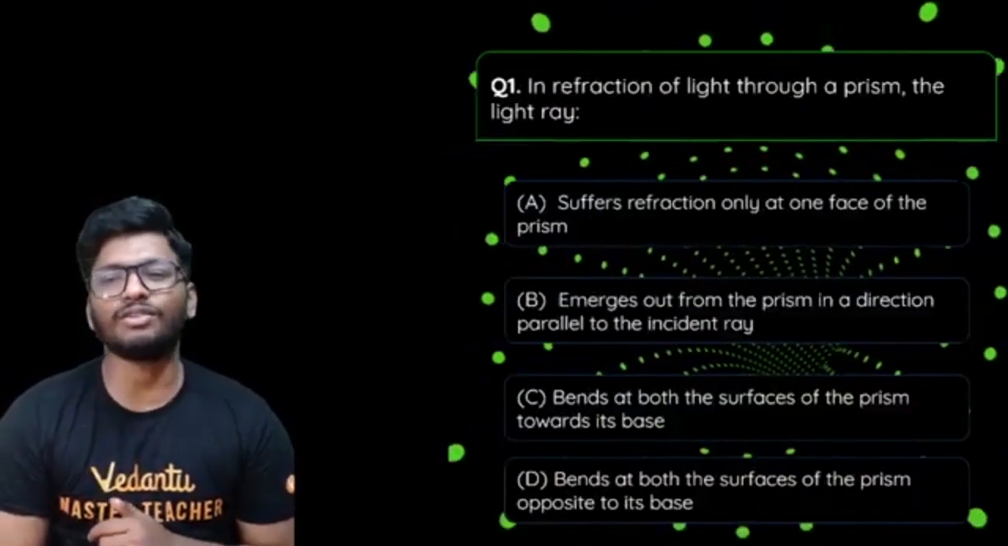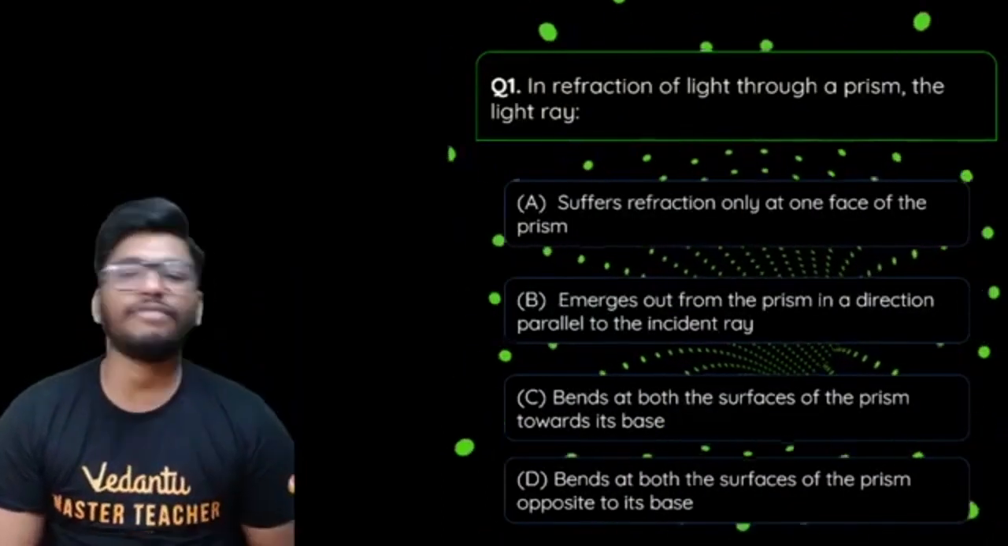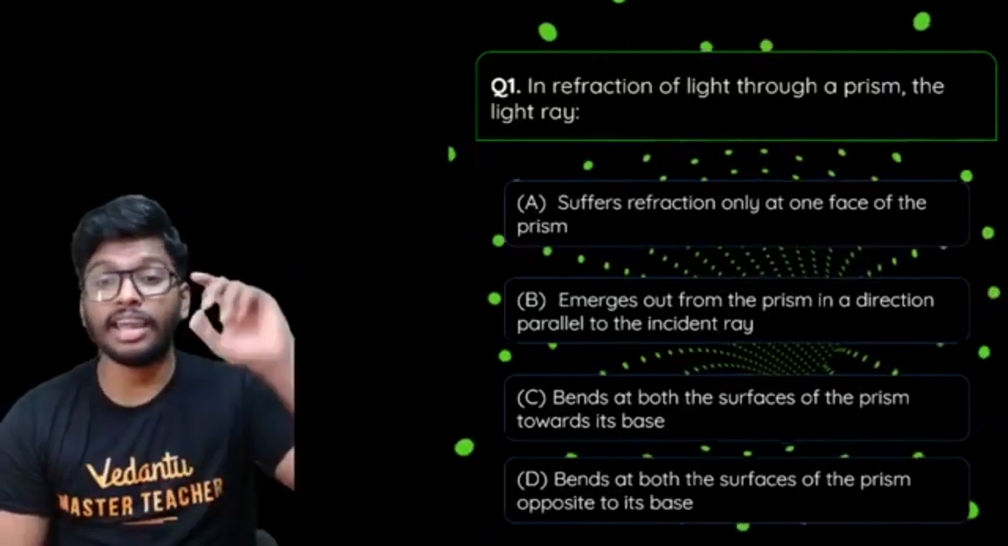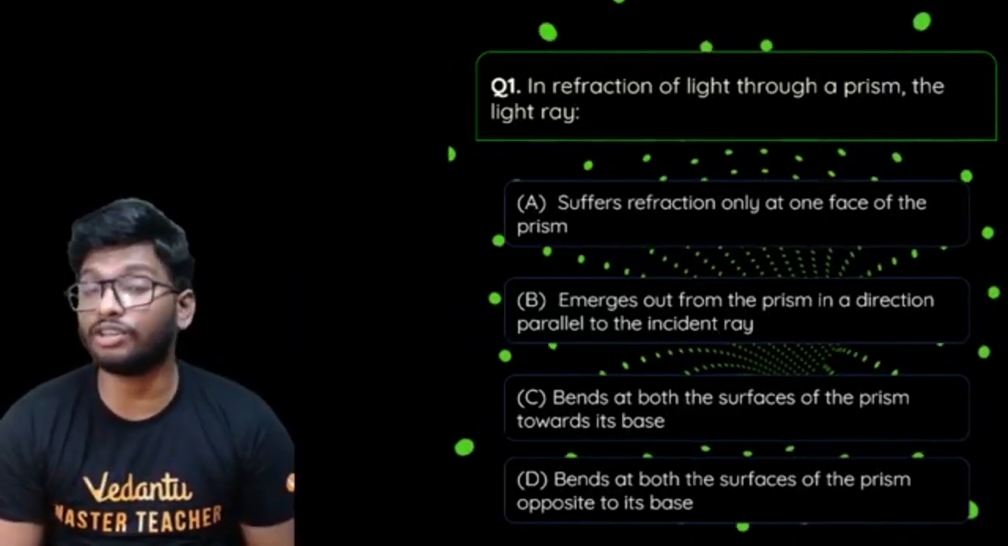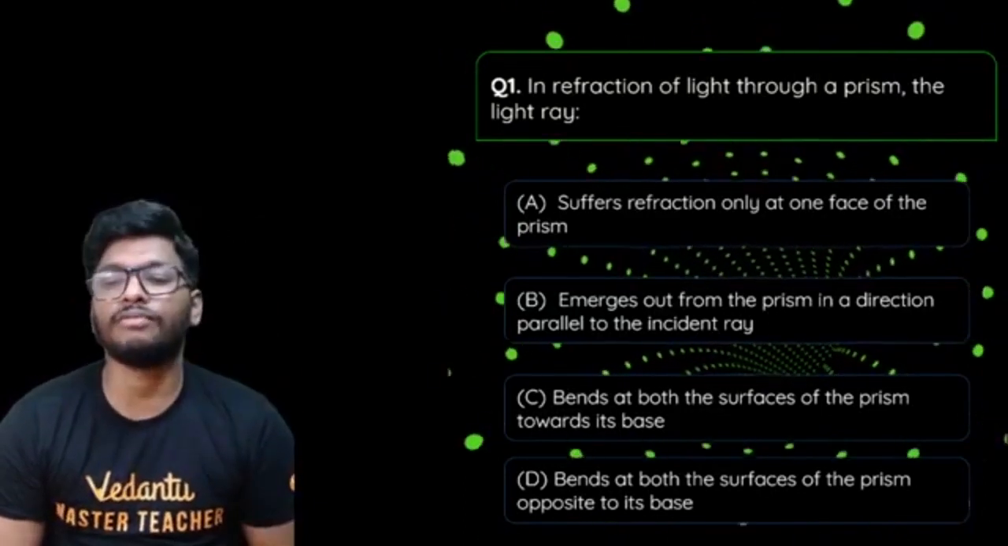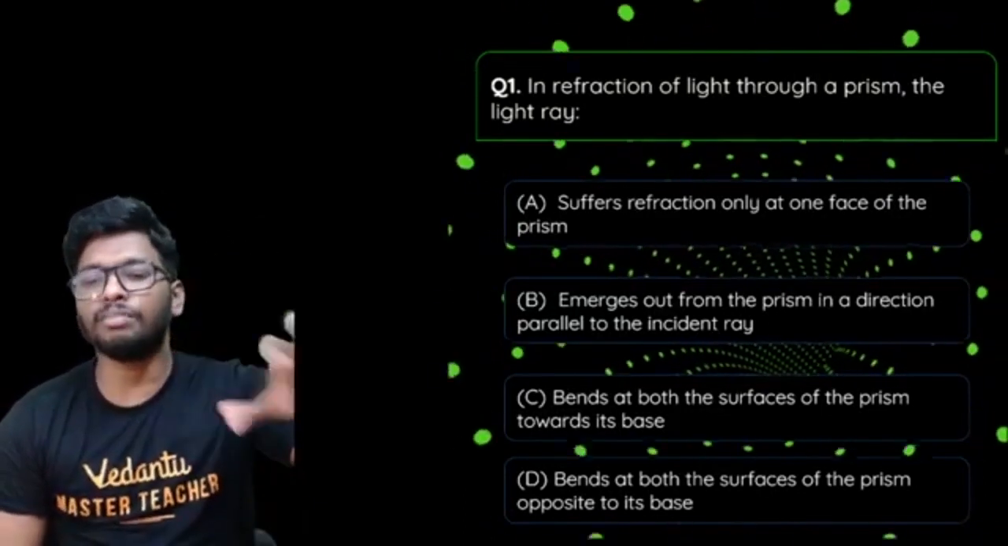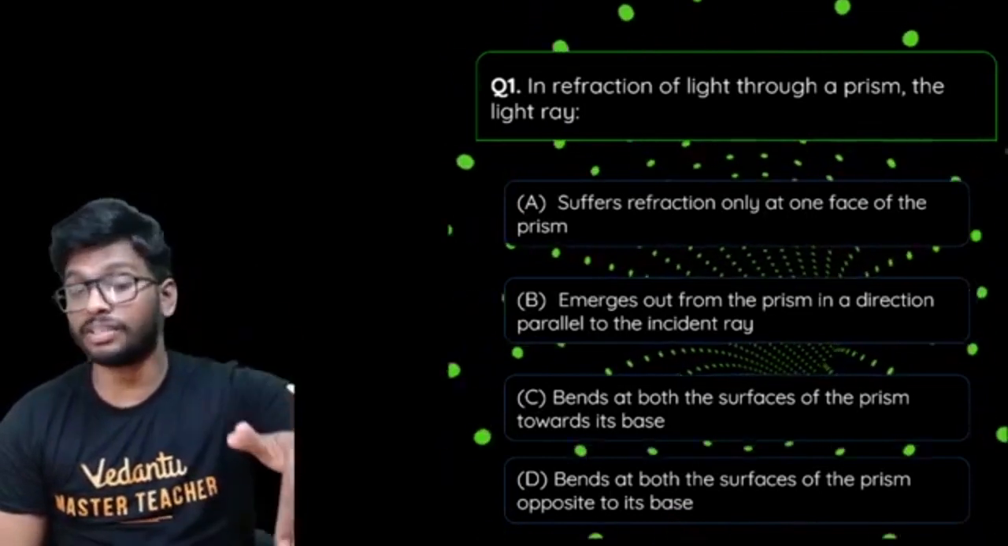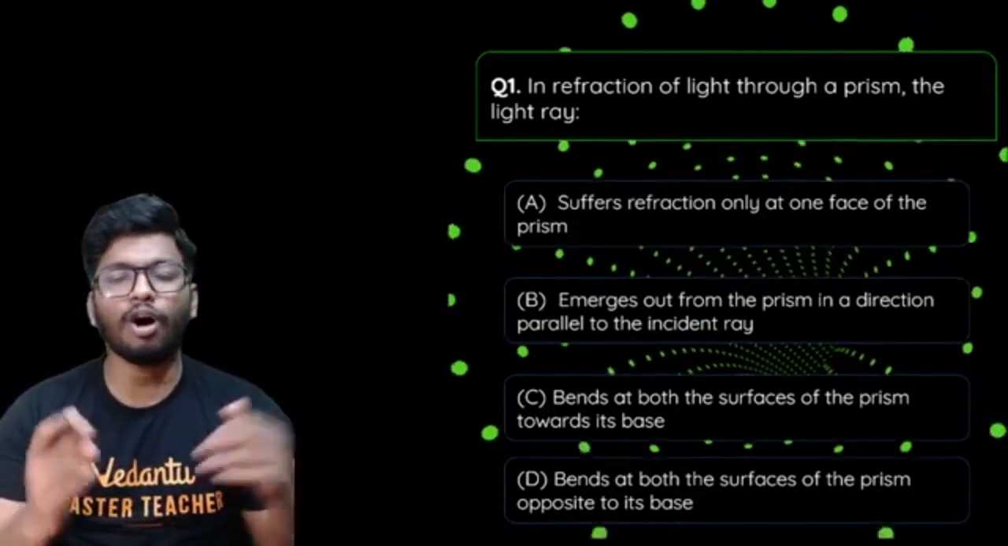In refraction of light through a prism, the light ray: A, suffers refraction only at one face of the prism; B, emerges out from the prism parallel to the principal axis, parallel to the incident ray; C, bends at both surfaces of the prism towards its base; or D, bends at both surfaces of the prism opposite to the base. Which option do you think is the right answer?